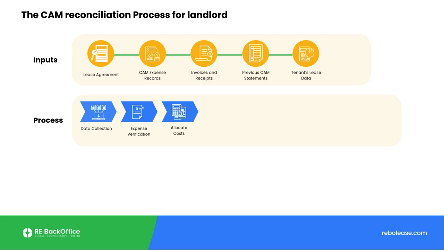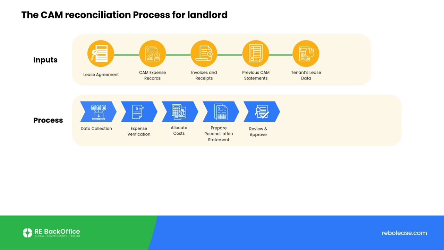Third, allocate costs. Determine tenant shares. Calculate each tenant's share of the total CAM expenses based on their lease terms. Apply lease provisions. Implement any lease provisions such as caps, exclusions, or specific allocations. Fourth, prepare reconciliation statement. Create detailed report. Draft a reconciliation statement that includes actual expenses, tenant shares, and any adjustments. Include documentation. Attach supporting documents like invoices and receipts to the statement.